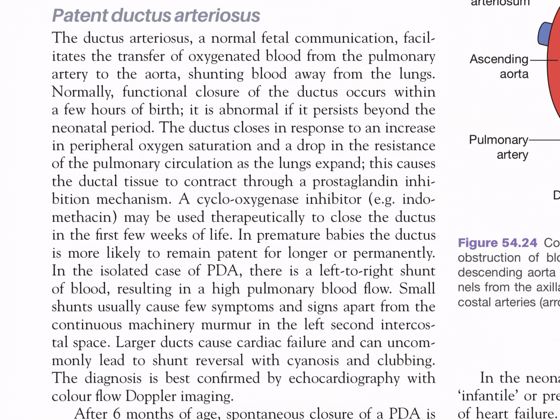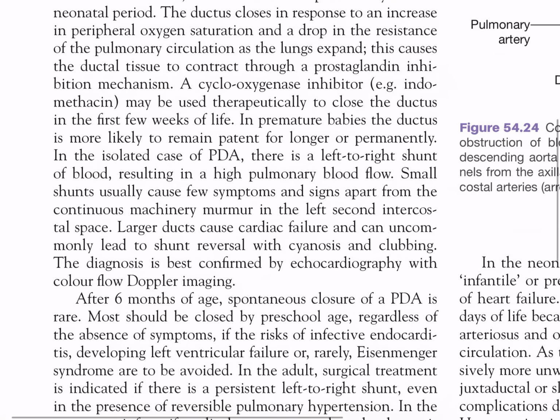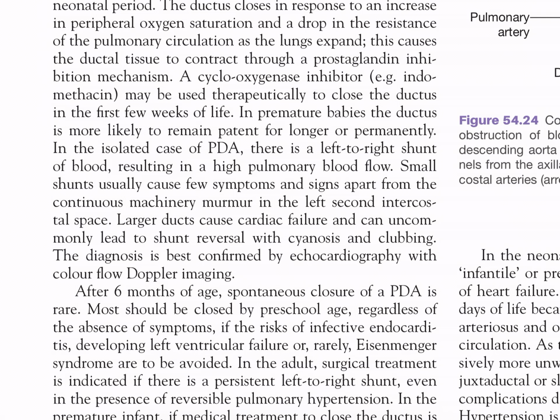In the isolated case of PDA, there is a left to right shunt of blood resulting in a high pulmonary blood flow. Small shunts usually cause few symptoms and signs apart from the continuous machinery murmur in the left second intercostal space. Larger ducts can cause cardiac failure and can uncommonly lead to shunt reversal with cyanosis and clubbing. The diagnosis is best confirmed by echocardiography with color flow Doppler imaging.